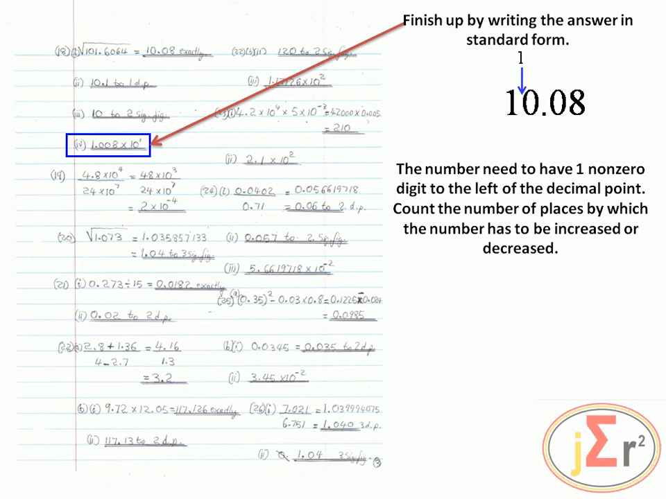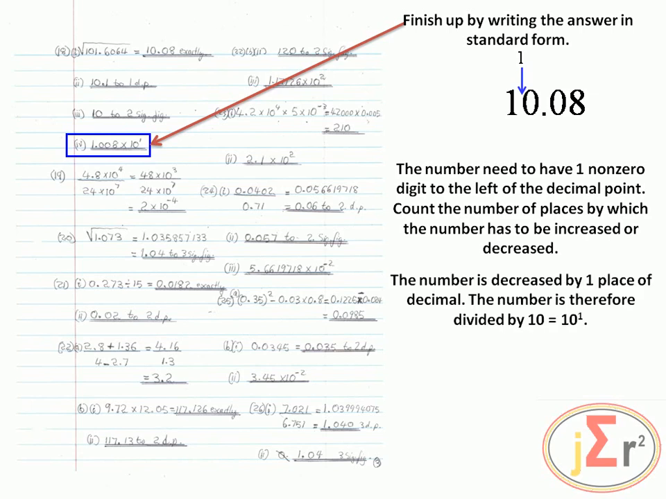Additionally, we need to count the number of decimal places that will allow us to be able to do that. The number is decreased by 1 place of decimal. The number is therefore divided by 10, which is the same as 10 to the power of 1. Reduced by 1 place of decimal is the same as dividing by 10, or dividing by 10 to the power of 1.